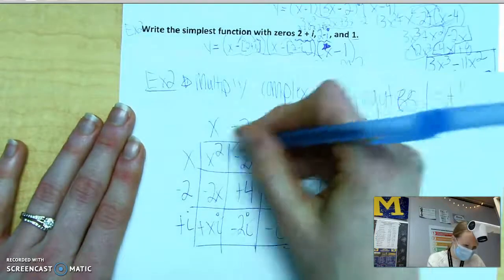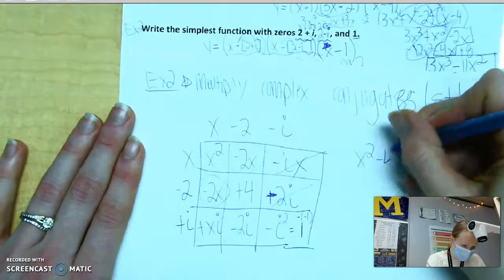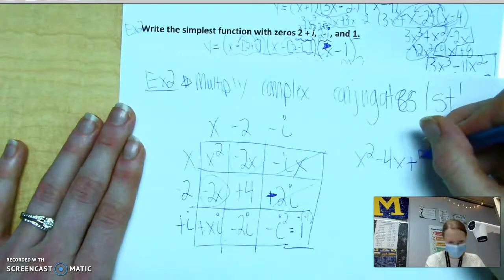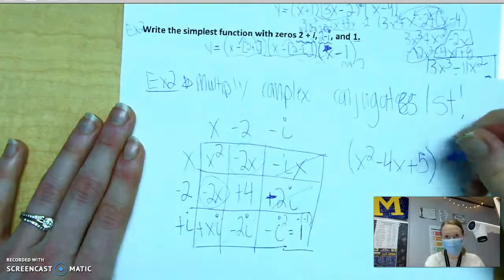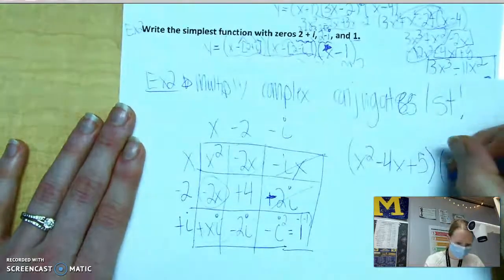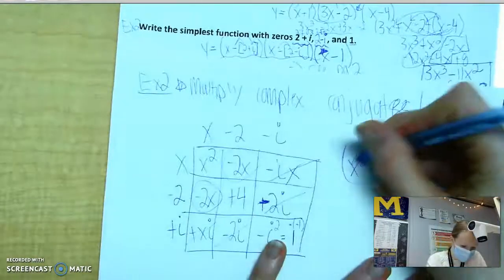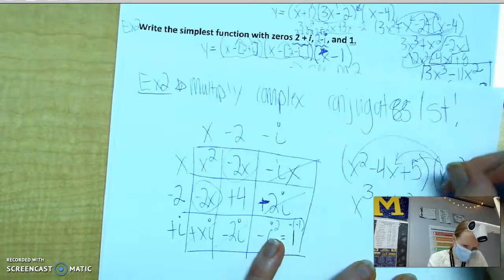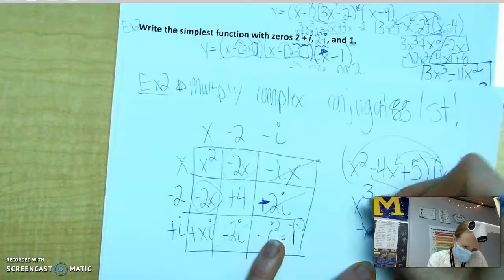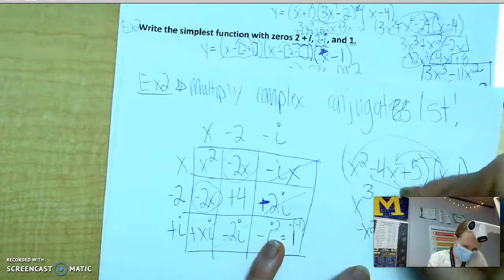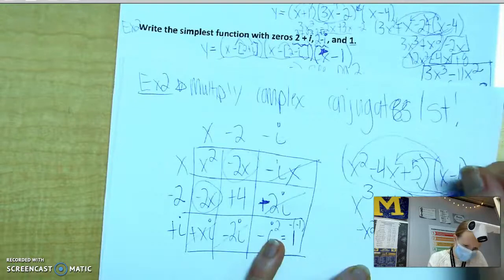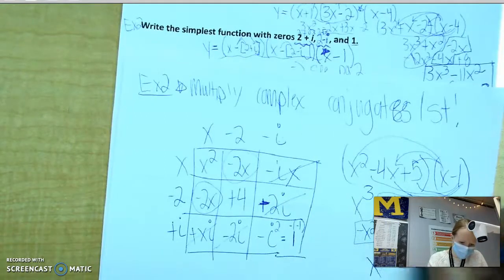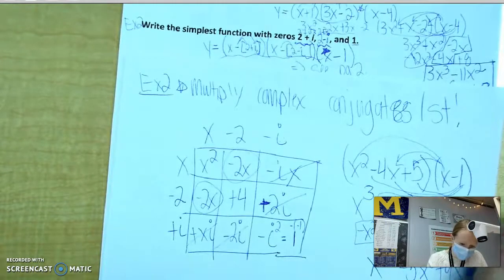And we can start combining our like terms to get x squared minus 4x, and then it looks like plus 5. And then we can multiply it by that last factor, x minus 1. And then we should get our final answer after we distribute and combine like terms. So once again, we got to combine our like terms and get our final answer, which is x cubed minus 5x squared plus 9x minus 5.